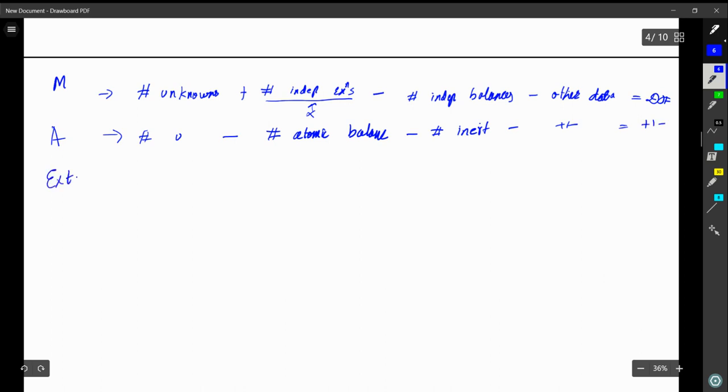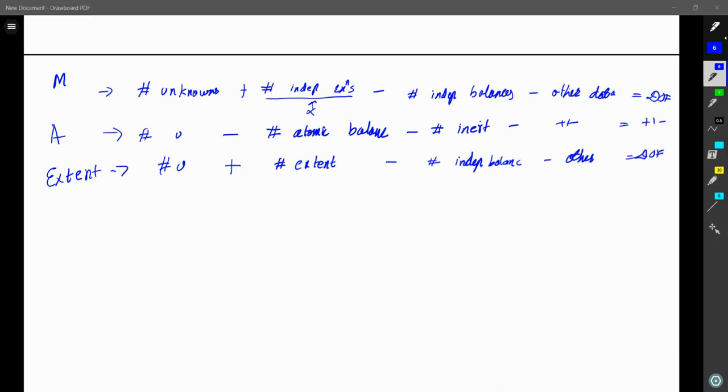Then you have the extent of reaction method. Again, number of unknowns plus the extent of reaction for each reaction, minus the number of independent balances, minus other data, is equal to the degree of freedom. So there can be important questions which ask what the degree of freedom for this system is, and you don't have to solve the question, but you just need to find the degrees of freedom. That's going to be an easy question. Make sure that you're very clear with this concept.